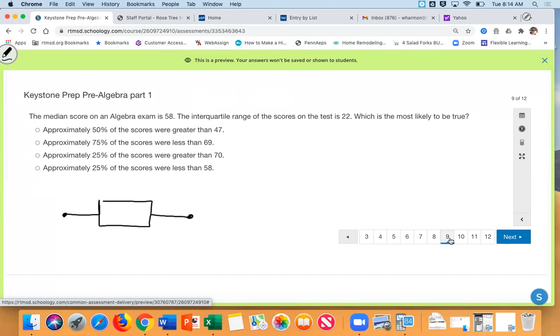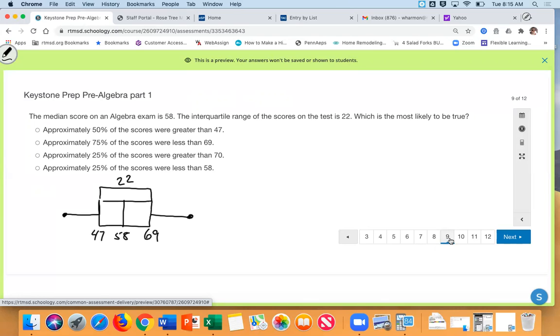So it says the median score, that goes in the middle, that's 58. It says interquartile range. That's this. That's 22. So if the whole box is 22, what's half the box? Like what would this be of the 22? 11. So 58 minus 11 is 47. 58 plus 11 is 69. So, which is the most likely to be true?